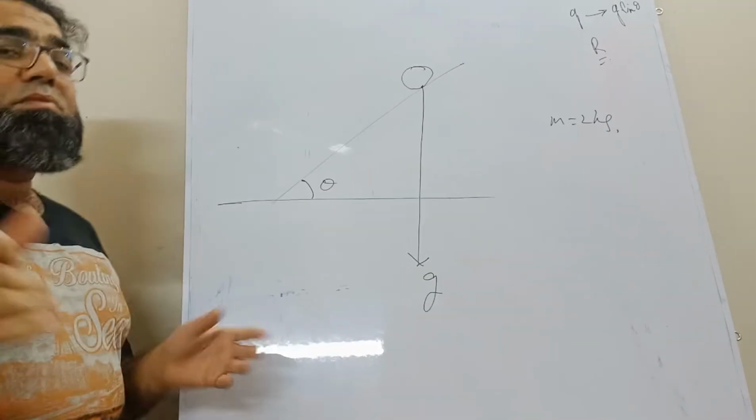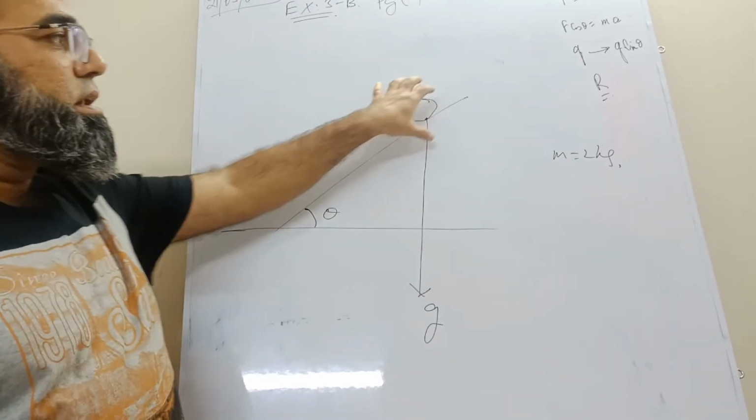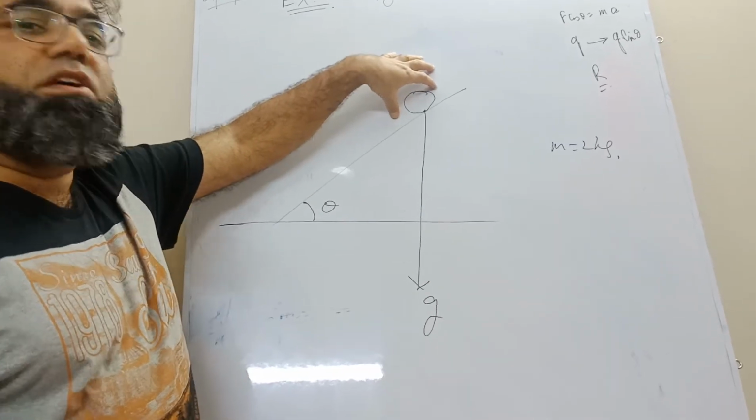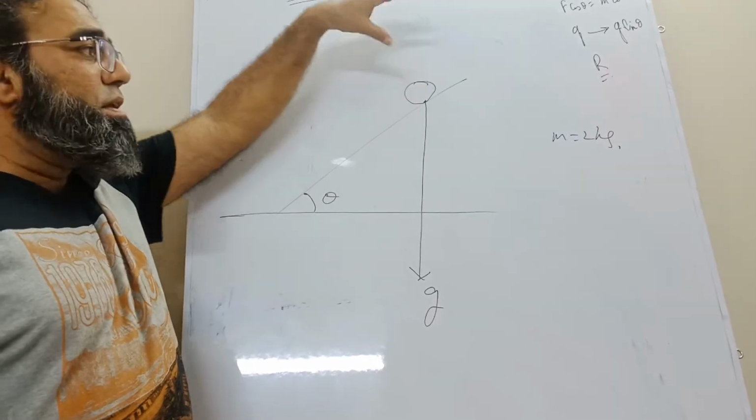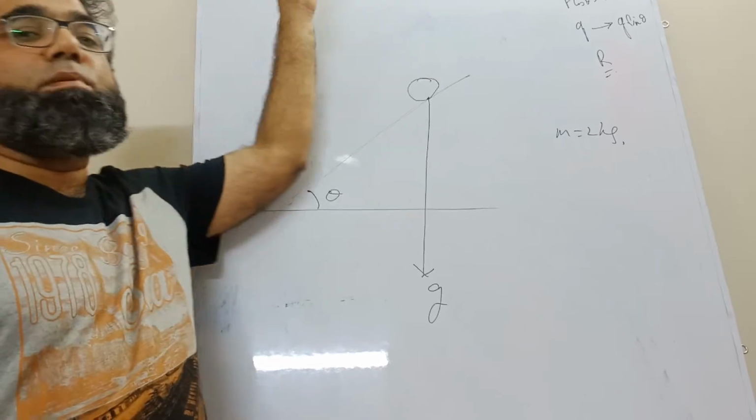Okay. Now, what do you think? While rolling down, will it still have the acceleration exactly equal to G? Will that be less than G? Will that be more than G?